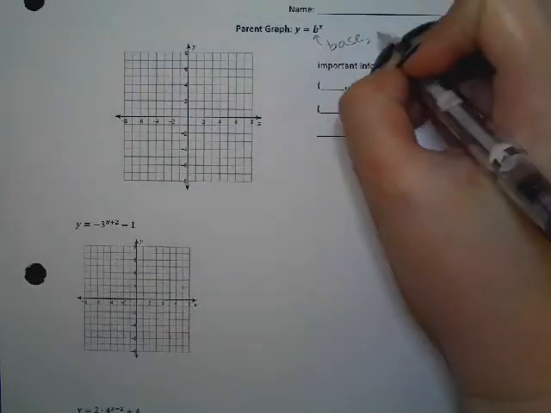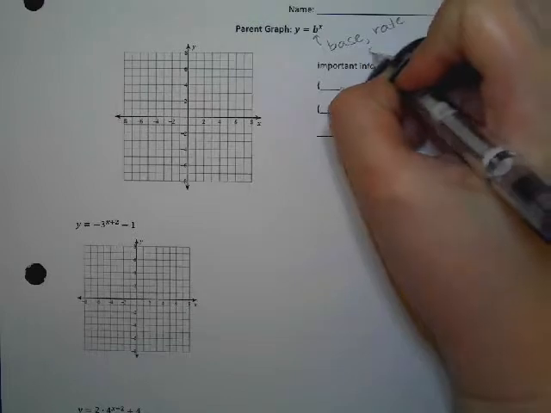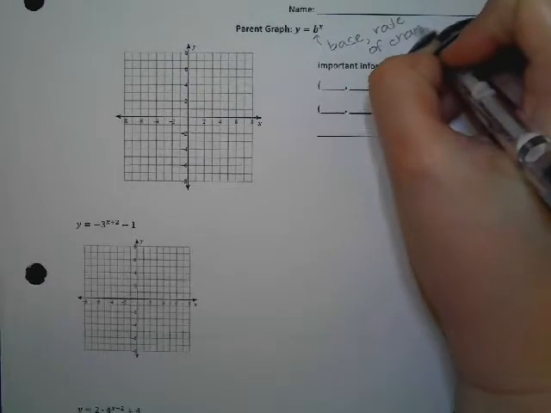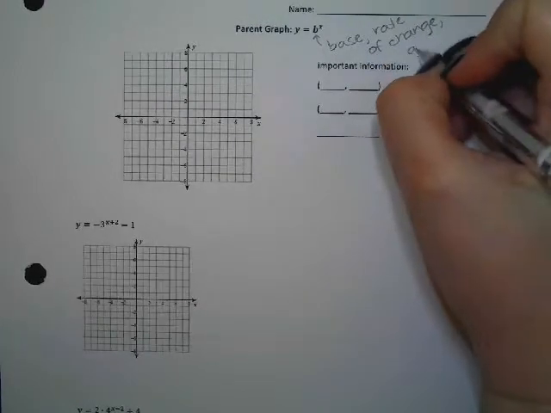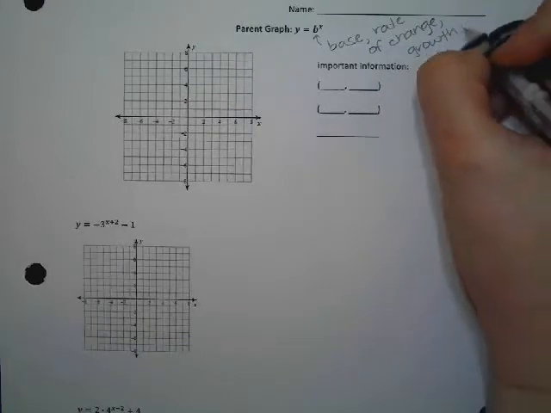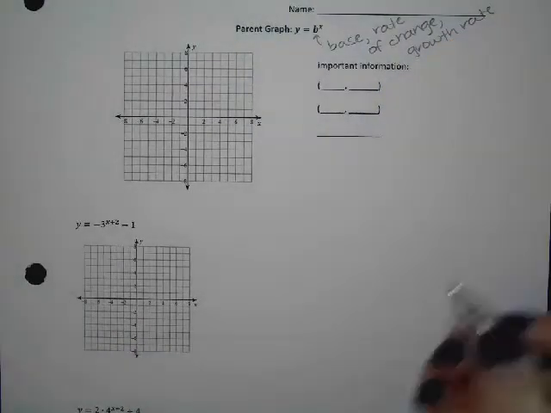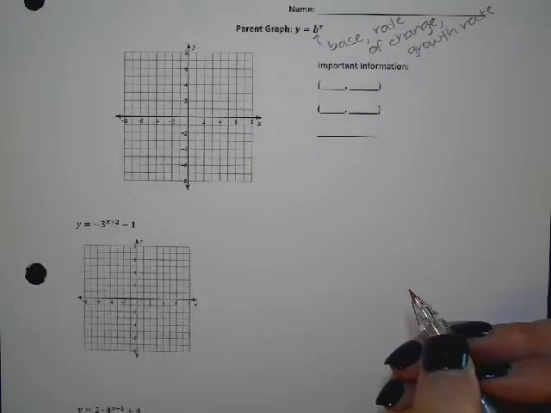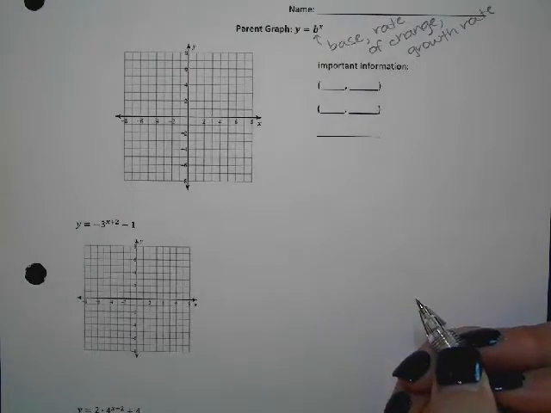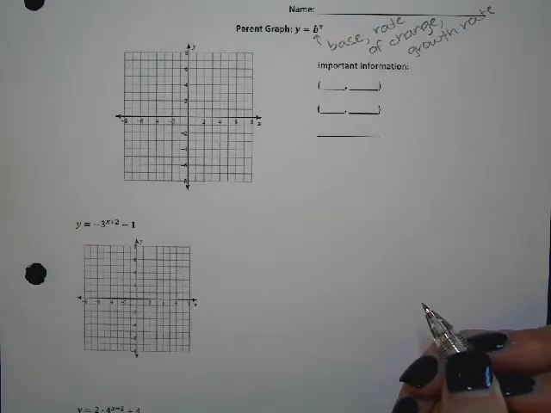We also call it the rate of change, or the growth rate. And it can be different. So y equals 2 to the x, y equals 3 to the x, y equals 4 to the x, etc.